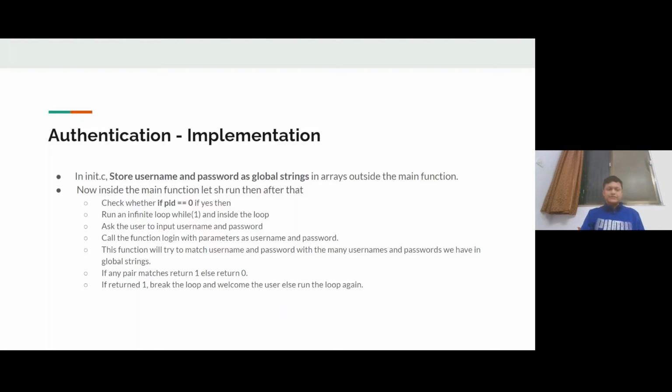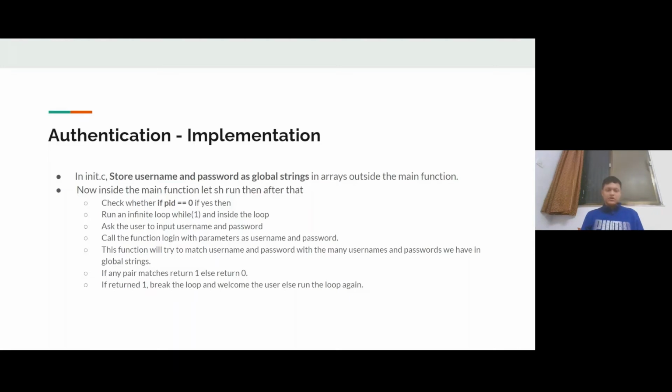Authentication implementation. In init.c, store the username and password as global strings in arrays outside the main function. Now inside the main function, let the sh program run, and then after that, check if the PID is equal to 0, because we only want to run it in the parent process, not every time we want to run the authentication thing. If yes, then run an infinite loop with while 1, and inside the loop, ask the user to input username and password. Call the function login with parameters username and password.